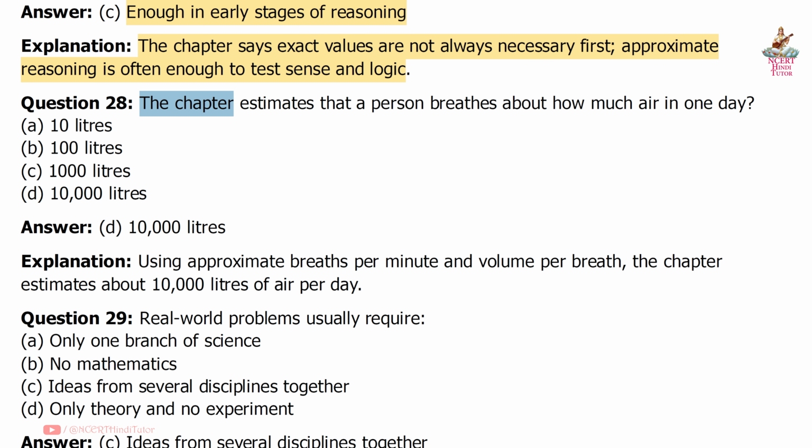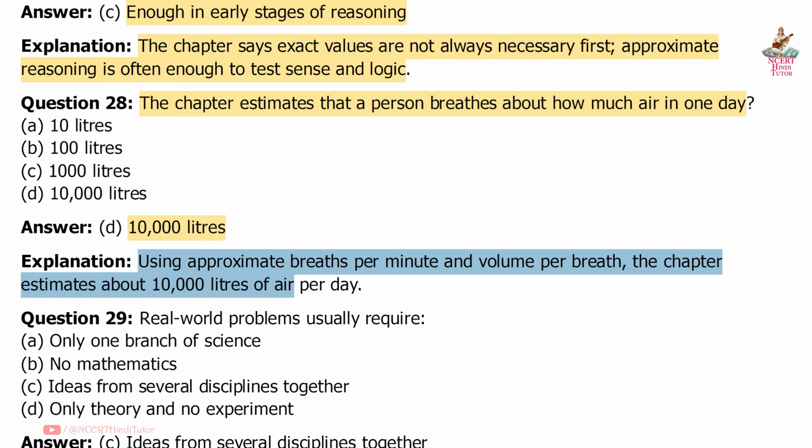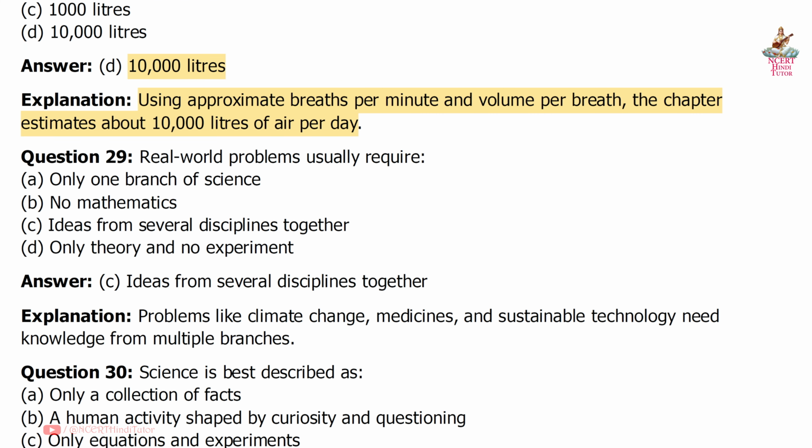Question 28. The chapter estimates that a person breathes about how much air in one day? Answer D. 10,000 liters. Explanation: using approximate breaths per minute and volume per breath, the chapter estimates about 10,000 liters of air per day.